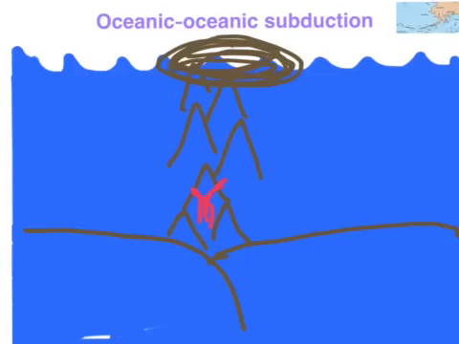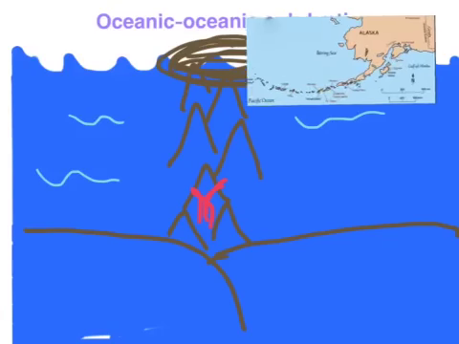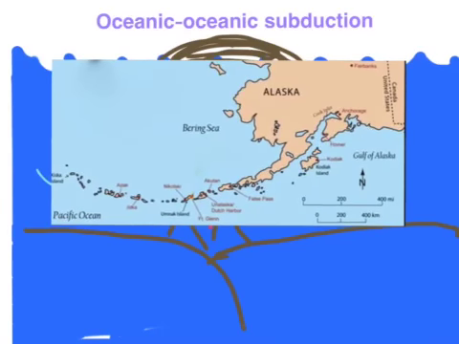When all this is happening, earthquakes usually occur, or tsunamis. One place where this phenomenon occurs is the Aleutian Islands in Alaska.